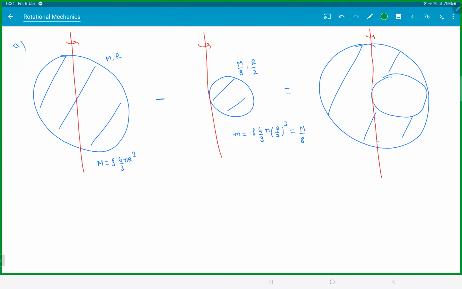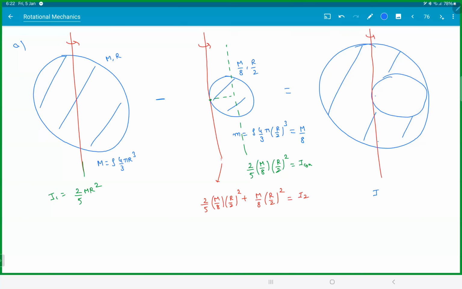Now, for this one, about this axis, the moment of inertia will be 2 by 5 mr square. Now, for this small one, look at this. About this axis it is 2 by 5, mass is m by 8, radius is (r by 2) square. This is your I center of mass. And you want it about this axis, so for this we have to use the parallel axes theorem here. 2 by 5 m by 8 (r by 2) whole square plus mass of the sphere m by 8 into the perpendicular distance (r by 2) whole square. This is your I2. This is your I1.